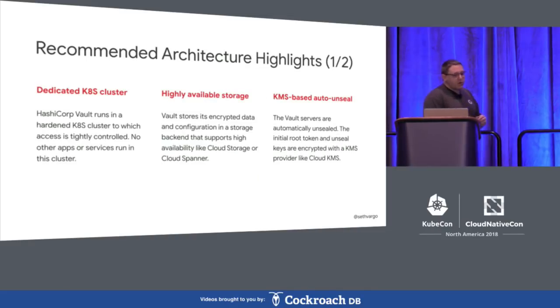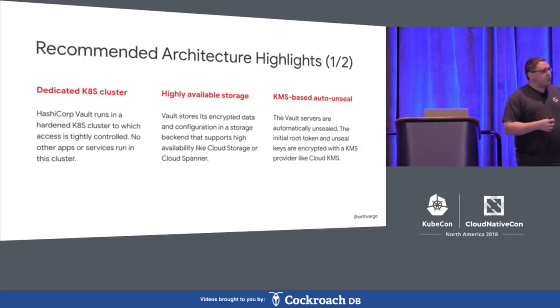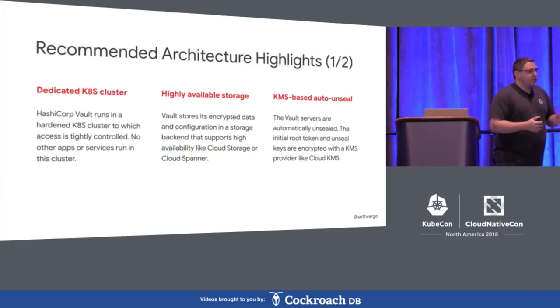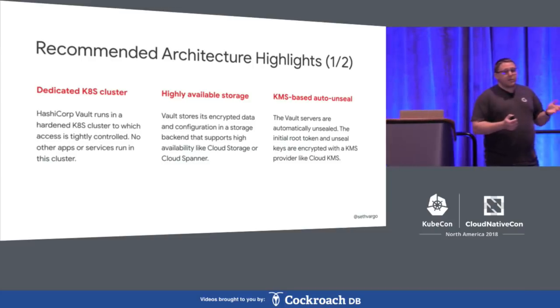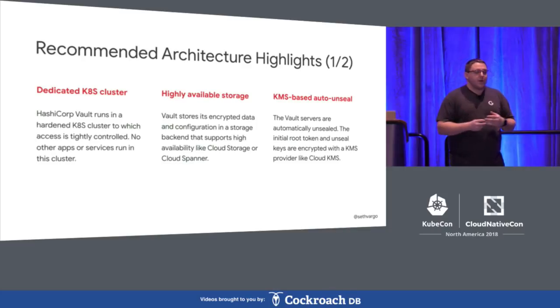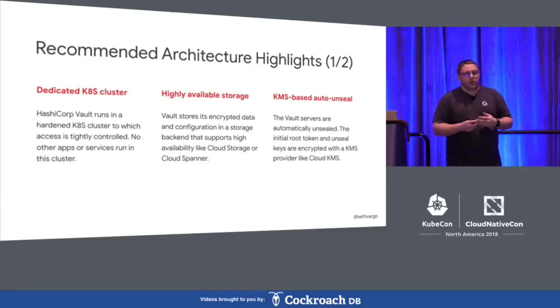So what are some highlights from this architecture? The first, and this is where I get contention, is a dedicated Kubernetes cluster. Vault should always run in a dedicated Kubernetes cluster, to which access is tightly controlled, ideally by your security architects or your security team. No other apps or services run in this cluster. Now, I know someone's like, well, what about namespaces? I'm very adamant, and this is my opinion, that you should run in a dedicated cluster, not using namespaces, but it's up to you. It's my recommendation, and I'll talk about that a little bit more in a bit.